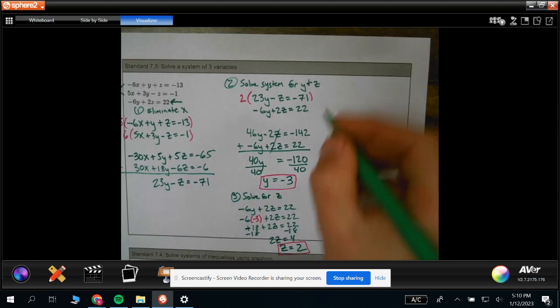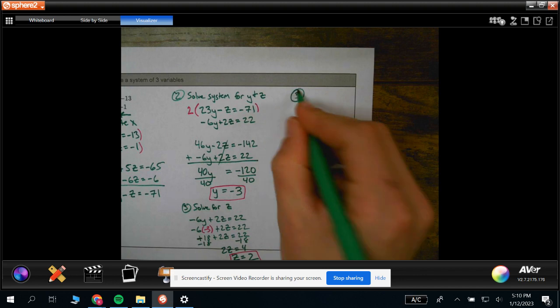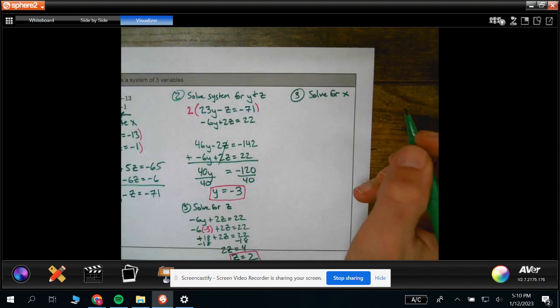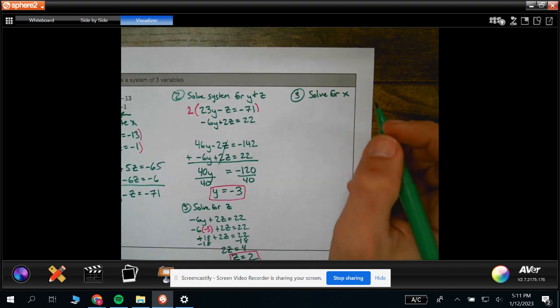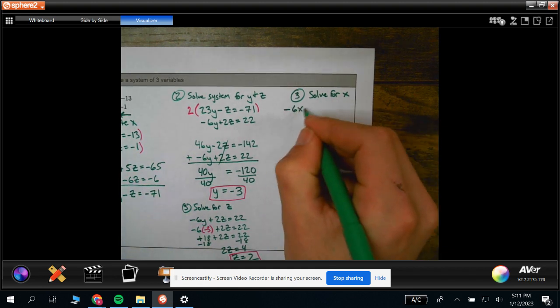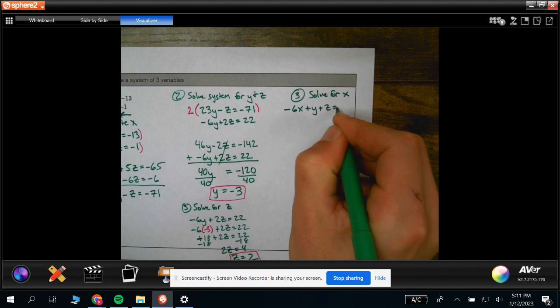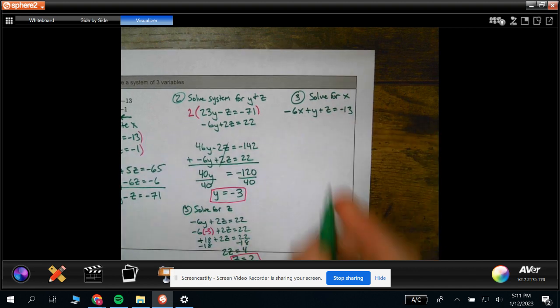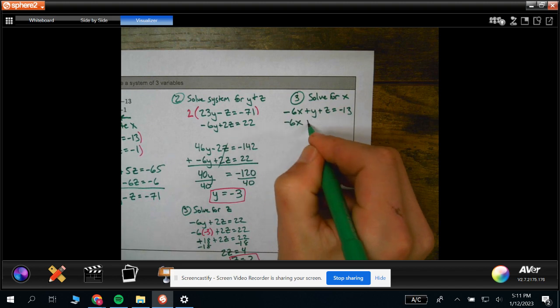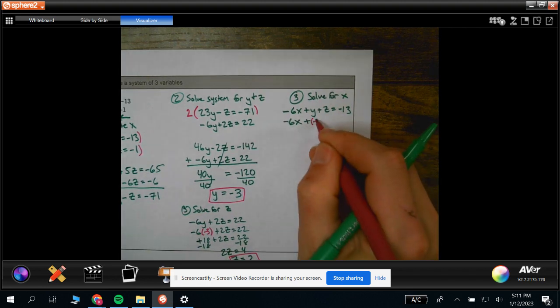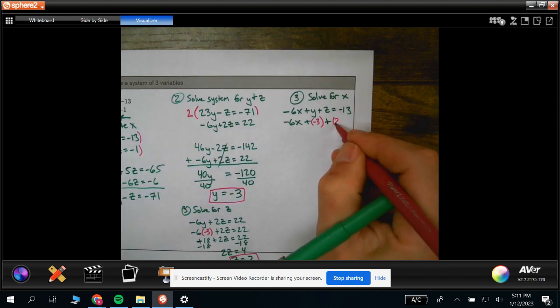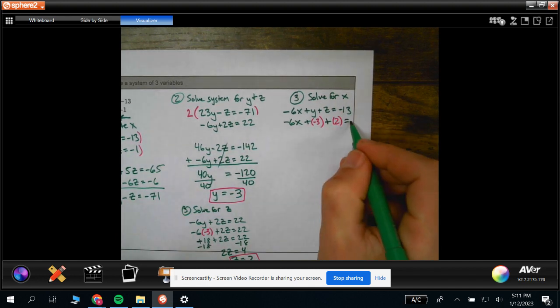I've got y. I've got z. Third step, solve for x, our last variable. So we're going to take one of our original equations, negative 6x plus y plus z equals negative 13, and we're going to substitute in for y and z. I don't know x. I know y is negative 3. I know z is 2. And I know that equals negative 13.